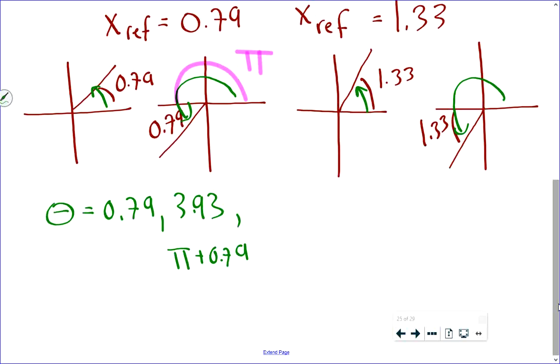Over here in quadrant 1, it's just 1.33. And then the same idea that we did for the second one, the 3.93 that we got, we're going to do here. That from here to here is pi, and then we have to add the 1.33. So we should get 4.47.